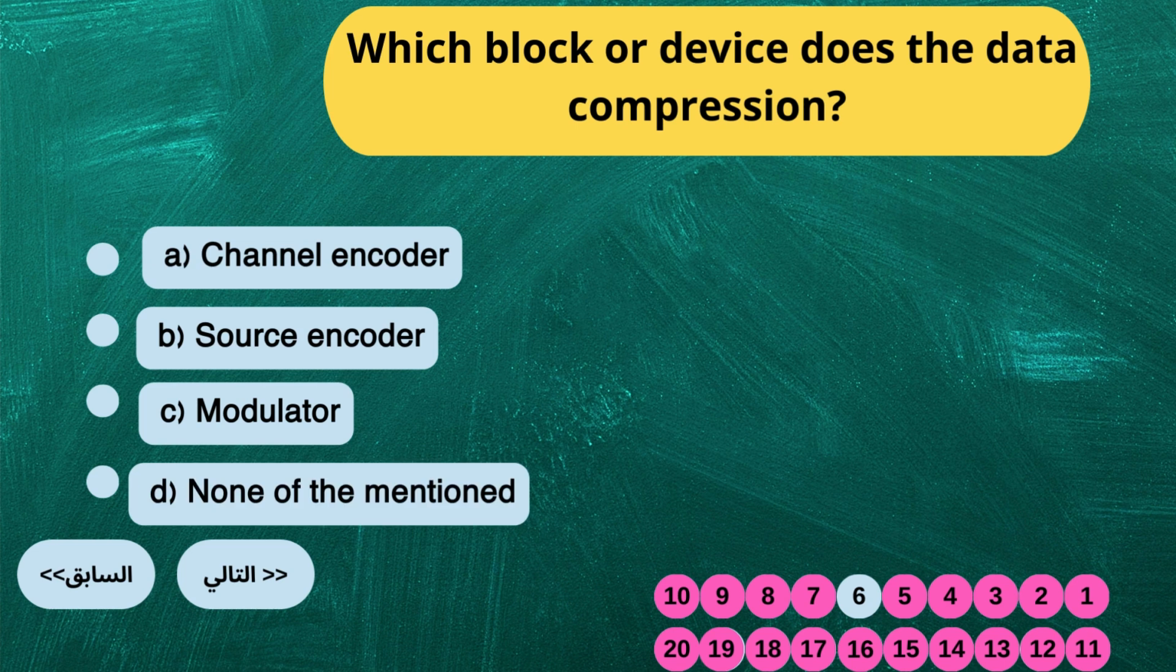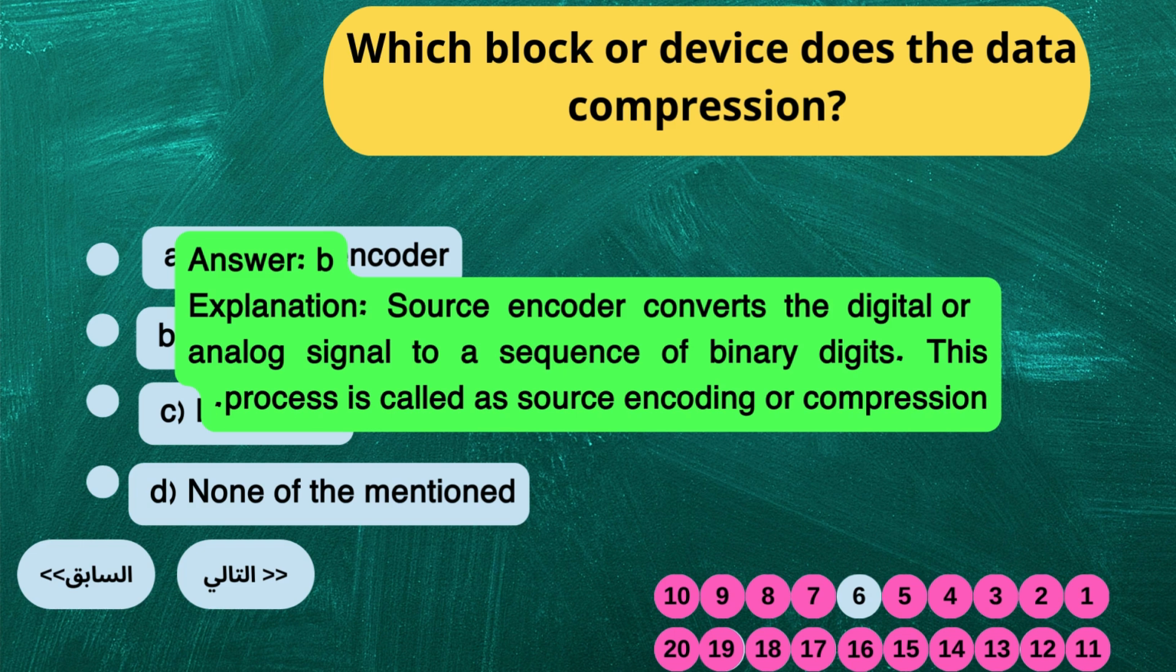Which block or device does the data compression? A. Channel encoder. B. Source encoder. C. Modulator. D. None of the mentioned answer. B. Explanation. Source encoder converts the digital or analog signal to a sequence of binary digits. This process is called as source encoding or compression.